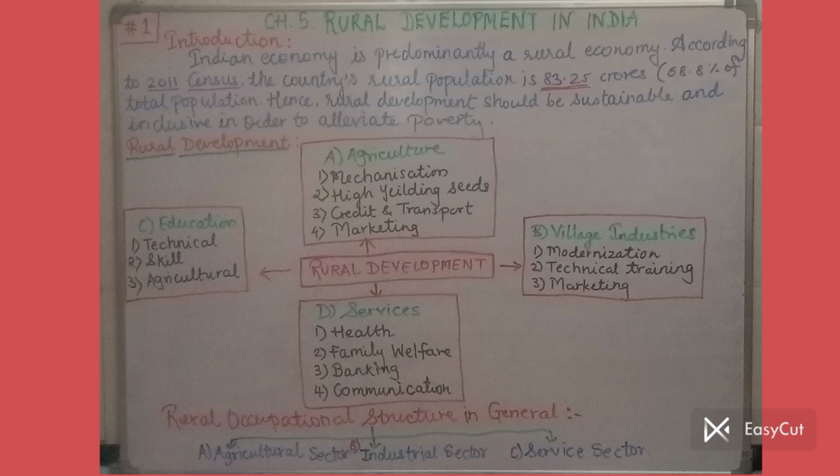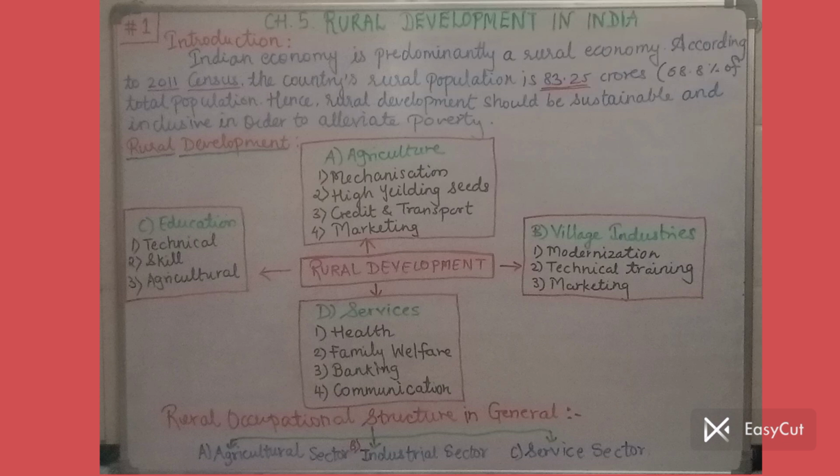Since the majority of the population resides in villages and the main population is the rural population, there is urgent need to develop the rural areas. Hence, rural development should be sustainable and inclusive in order to alleviate poverty.